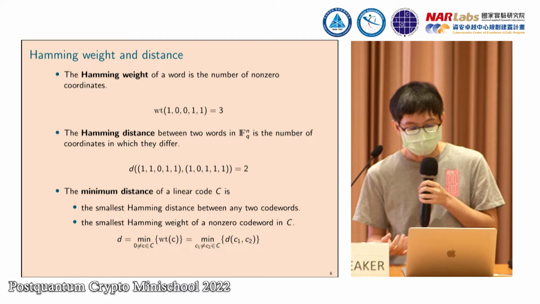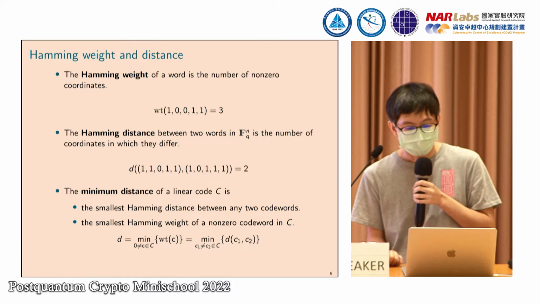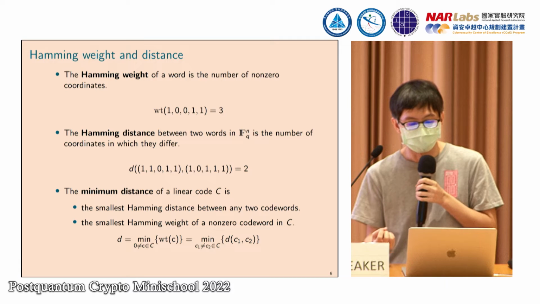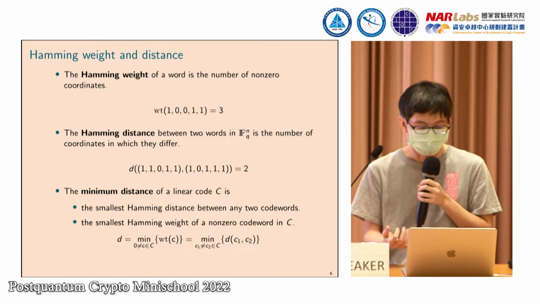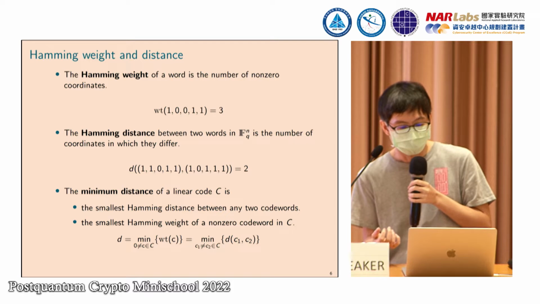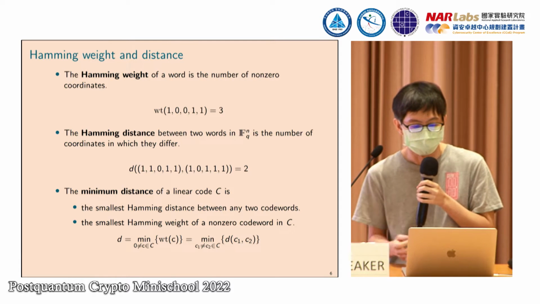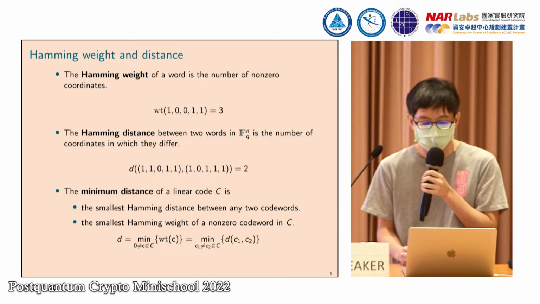And you can also consider the Hamming distance of 2 vectors. In this case, you're considering the number of different coordinates in these 2 vectors. For example, we have 1, 1, 0, 1, 1, and 1, 0, 1, 1, 1. So the second and the third coordinates are different. So the Hamming distance is going to be 2.